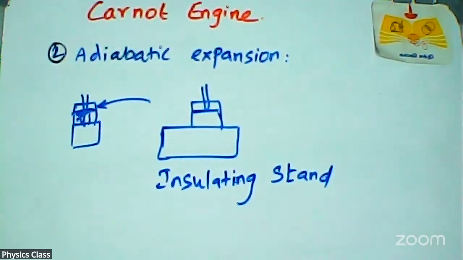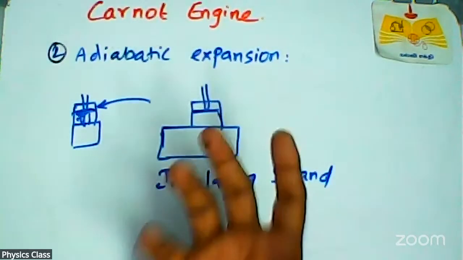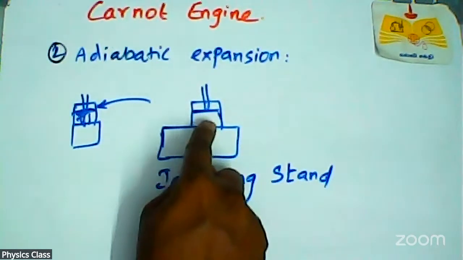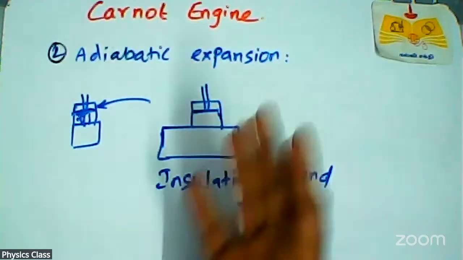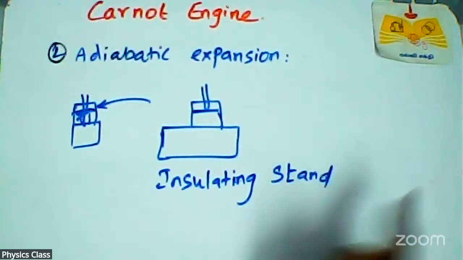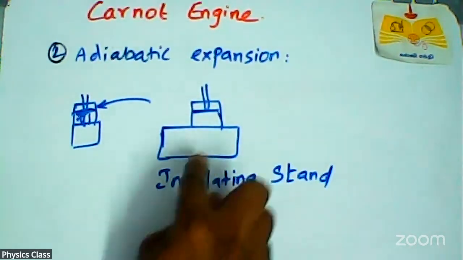What is the use of the insulating stand? Insulating means it does not conduct heat. We are already familiar with that concept. The cylinder has some amount of heat energy because of the first process. Placed on the insulating stand, heat energy does not enter into the system and does not leave the system. This is the second step.